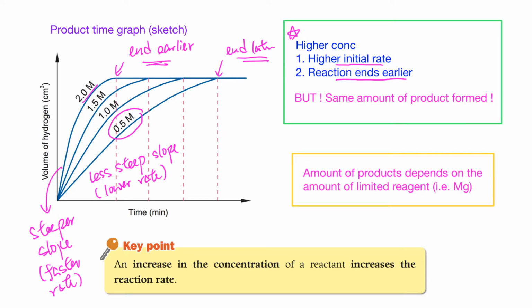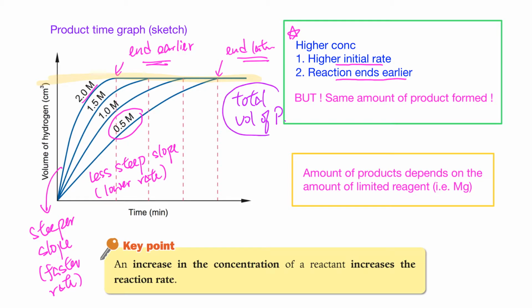But one thing very, very important: you can see that the volume of hydrogen produced, no matter which concentration, all of them end up at the same volume of hydrogen produced, because this level, you have to remember this level, is the total volume of product.